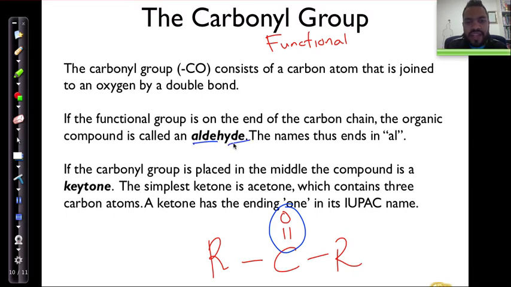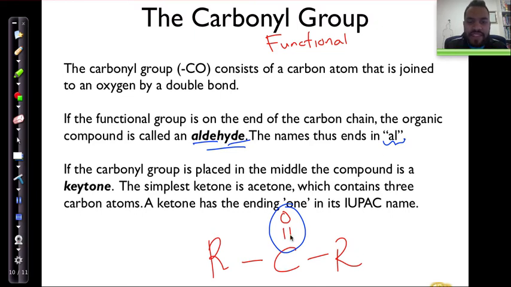If the functional group is on the end of the carbon chain, the organic compound is called an aldehyde, and thus its name will end in "al." Now this is very, very interesting because aldehydes are one of the few organic compounds in which the suffix of the name is taken from the prefix in the description or the name of the homologous series. Okay, so an aldehyde, its name will end in "al."